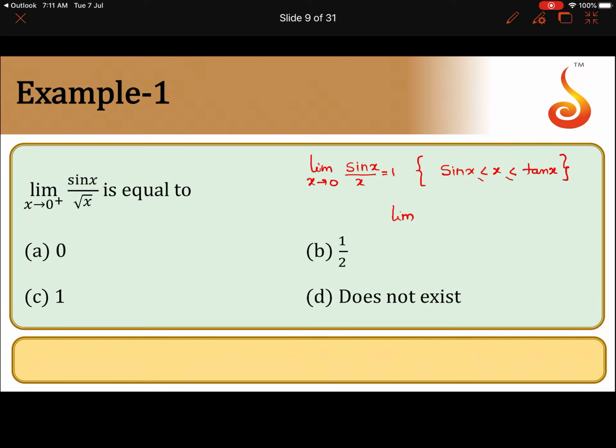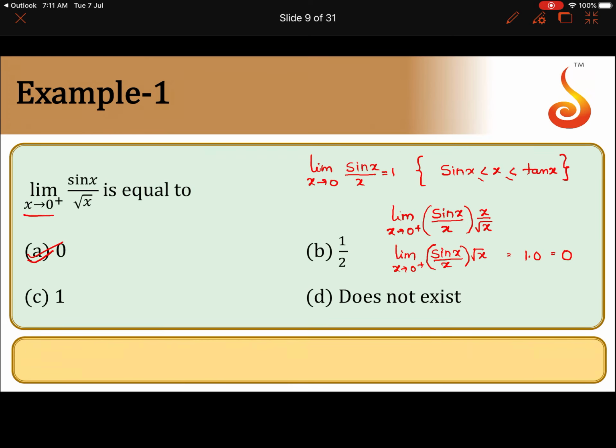Now for this problem, limit x tending to 0 plus is given. We can write this as sin x by x and root x. So this becomes limit x tending to 0 plus of sin x by x into root x. That is the reason they gave 0 plus, because the domain of root x will be positive real numbers. So this is nothing but 1 into 0. So finally we get 0.